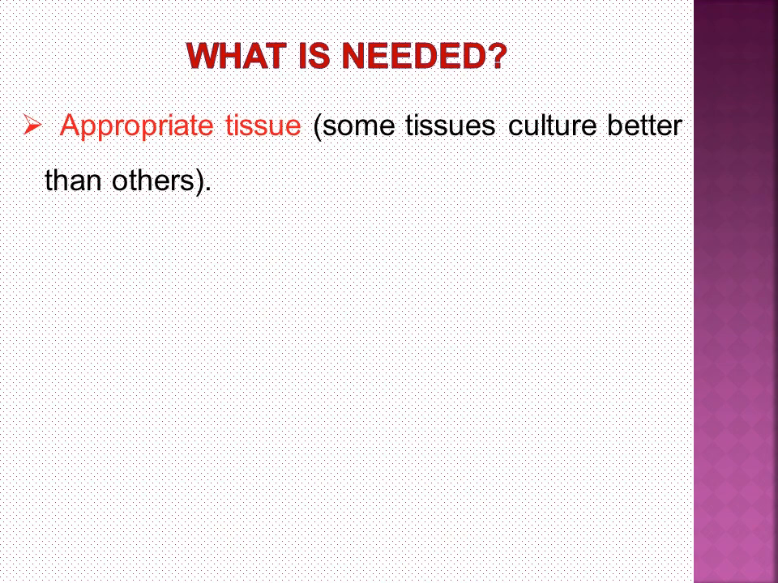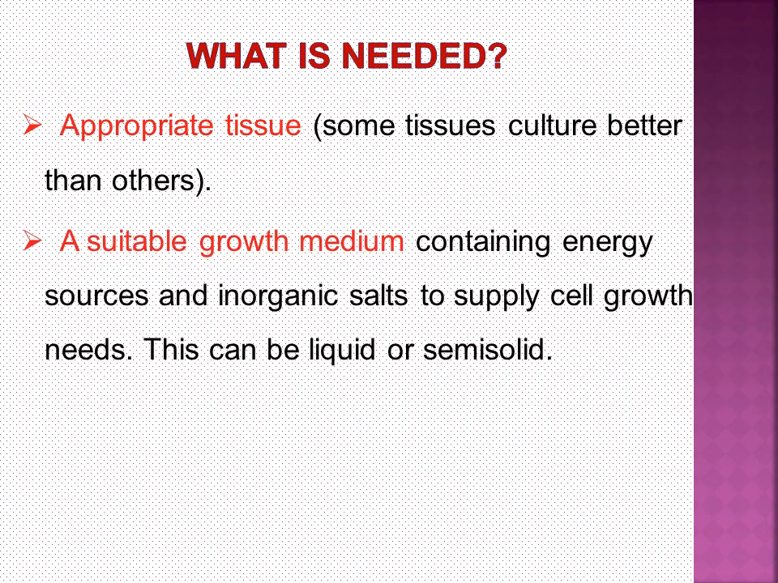So what is required? First, appropriate tissue. Why appropriate tissue? Sometimes some tissues culture better than others. So we need to first determine what tissue our starting material is. Second, a suitable growth medium, which is very important. This growth medium should have energy sources and inorganic salts to supply the cell growth needs. This can be in liquid form or semi-solid form.